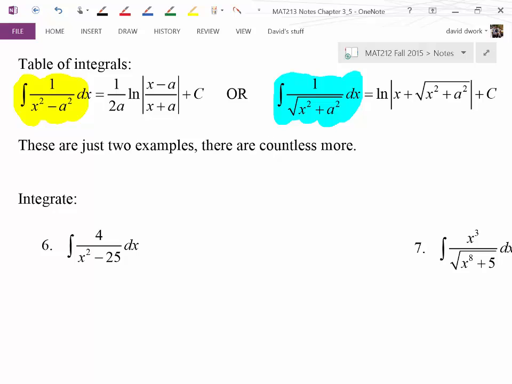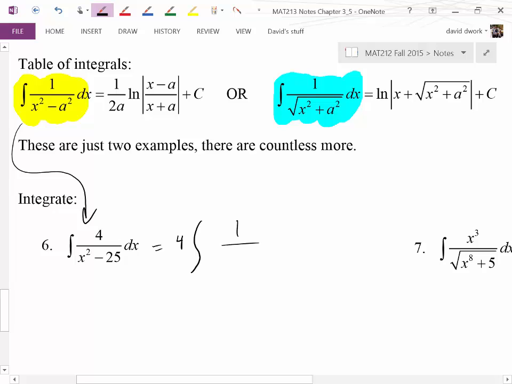So here we go. Is there some way I can make this look like the yellow? Well, first of all, that 4, that's just a constant. I can factor that out. I can just pull that out of my integral, right? So that gives me 1 over x squared minus, and I've got my dx out here. So now the only trick here is I need it to be some number squared. How can I rewrite 25 so it's some number squared? Ah, very good. If you want to, you could think about it, but that's 5, right? So now I've got my formula.